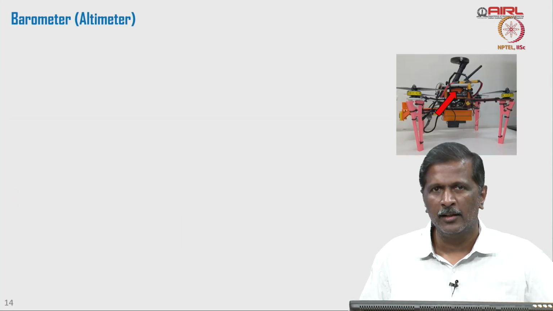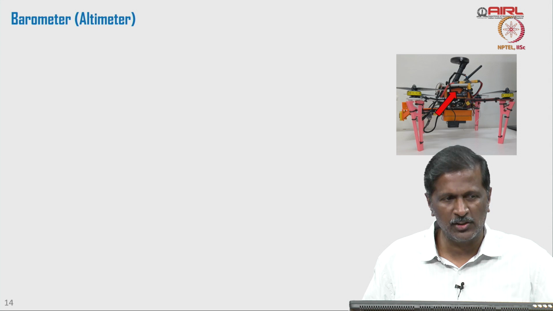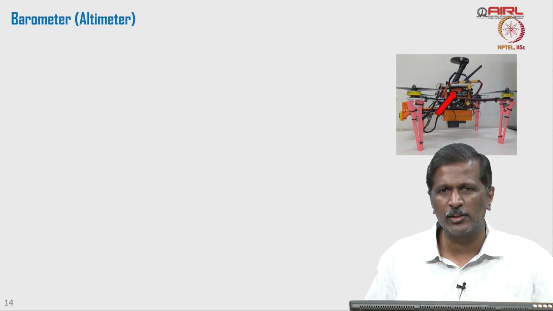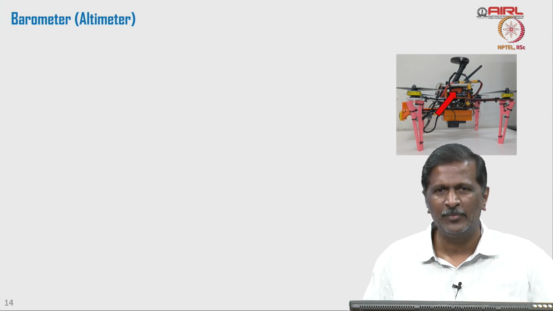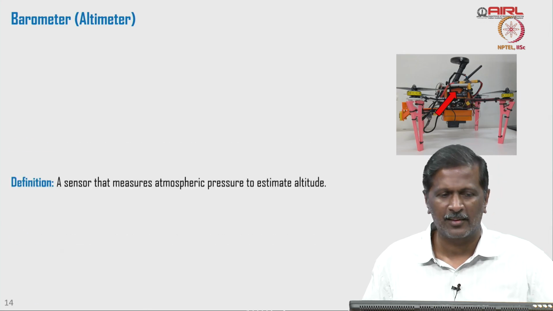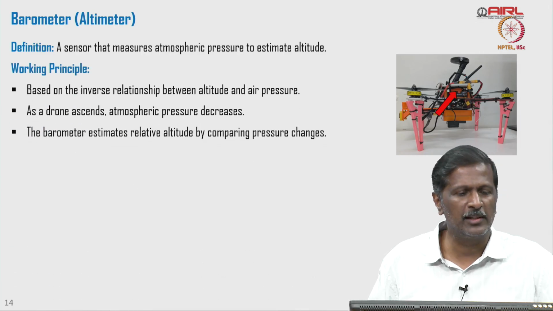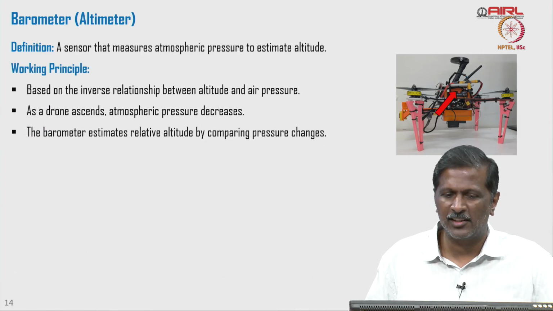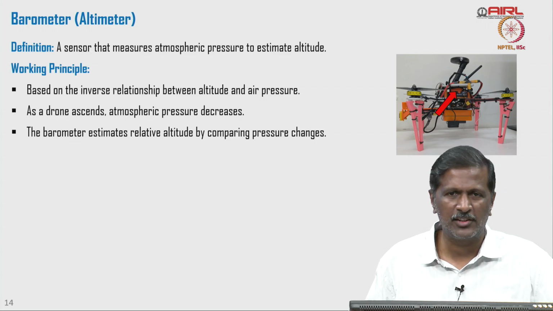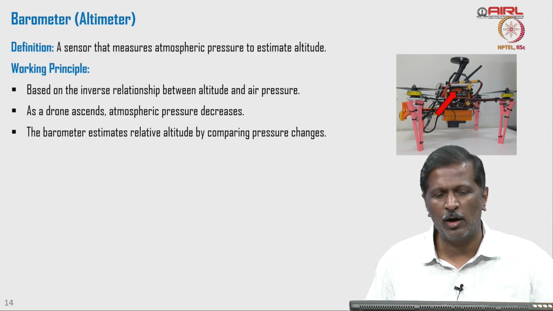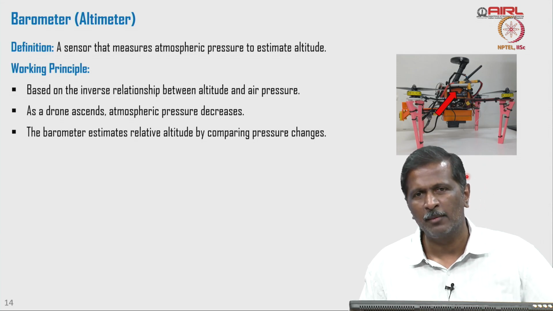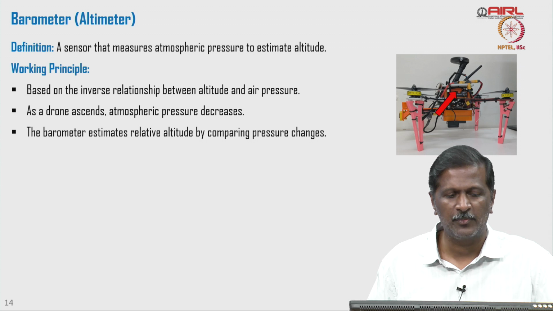In addition to the positioning system and IMU, we also need to know height, right. We can use altimeters, right. Altimeters measure the atmospheric pressure to estimate your altitude. What is the working principle here? Based on the inverse relationship between altitude and air pressure, I can just look at the differential air pressure to find out the altitude, okay. It will help us to know how fast the drone is descending by just looking at the pressure variations, right.